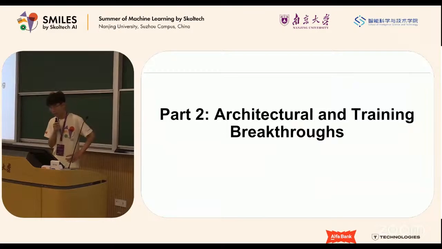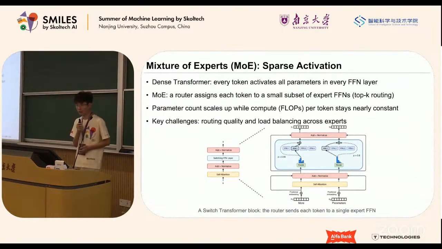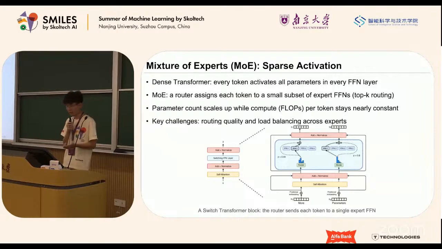Now let's transition to part 2, architecture and training breakthroughs of existing language models. Here we will explore the key innovations that improved training efficiency and inference performance over the last few years. A major breakthrough in scaling efficiency is the Mixture of Experts, MoE, architecture. In a traditional dense transformer, every token activates every feed-forward network layer. MoE replaces this with a sparse architecture, where a gating network or router assigns each token to a small set of feed-forward expert layers. This allows the model's total parameter count to scale up while the actual compute required per token remains relatively constant.